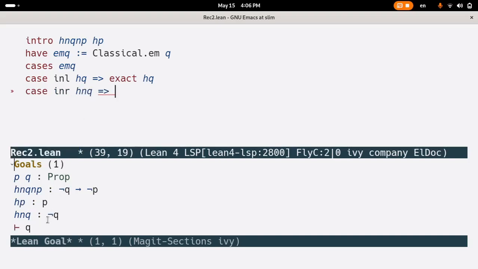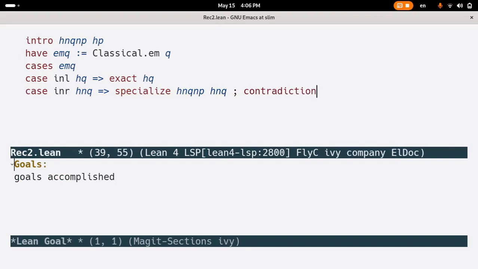So we can specialize using H and Q, H and Q and P. So this will give us negation P in the hypothesis. Now we have both P and negation P in the hypothesis. So we can ask Lean to find the obvious contradiction and finish the proof.